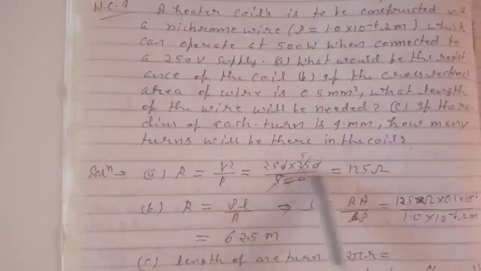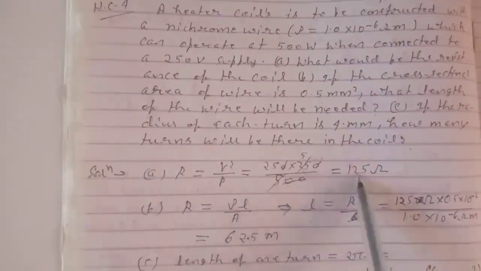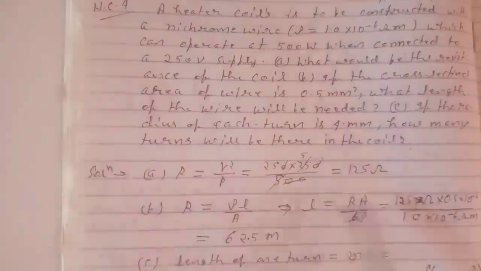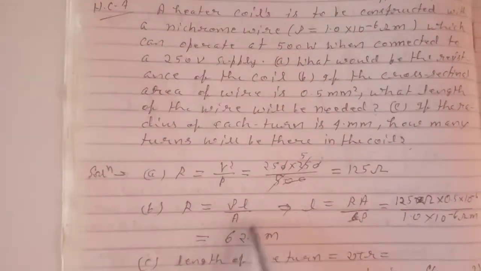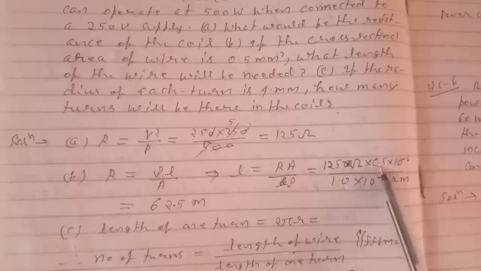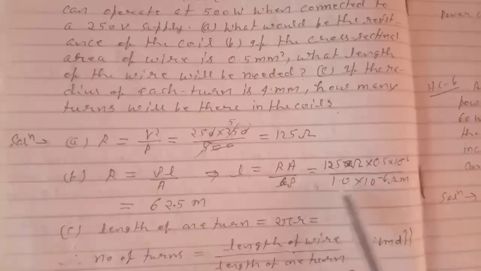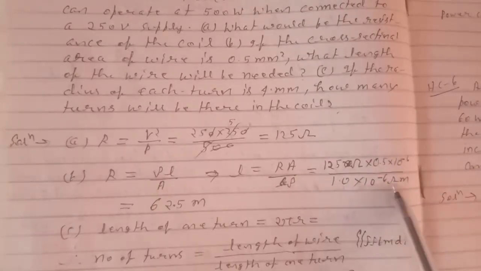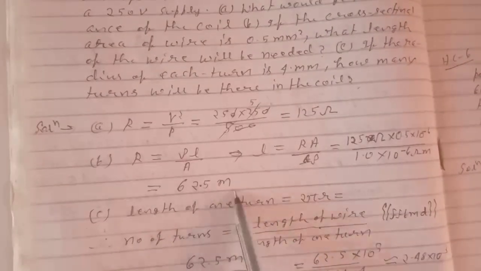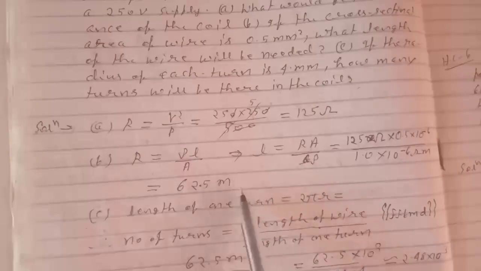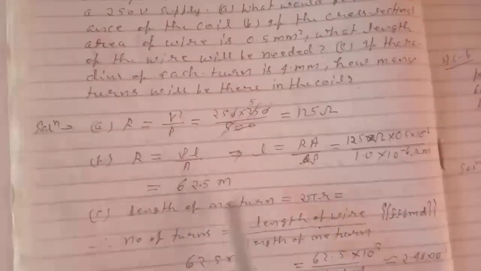So 250 into 200 watt, 500 watt, 125 ohm. Now we know that R equals rho into L by A. So L equals R into A by rho, or 125 ohm into 0.5 into 10 to the power minus 6, or 1 into 10 to the power 6 ohm meter. Solving we get 62.5 meter. So the length of the wire should be 62.5 meter.